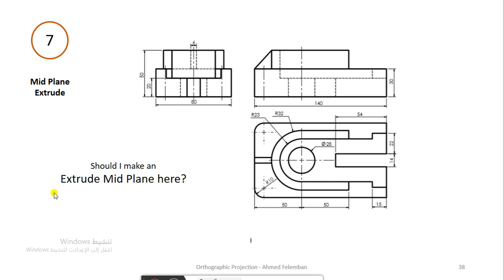In this example, should I make a mid-plane here? The same thing. This is the front. If I just draw a center line in the middle, vertical for the right, is it symmetric? Yes, it's symmetric. So when you make the drawing of the front, you have to make it extrude mid-plane. Also in the top, if we draw a center line in the middle but horizontal, the upper side is the same as the lower side, so when we make the front, you have to draw it and make it extrude of mid-plane.